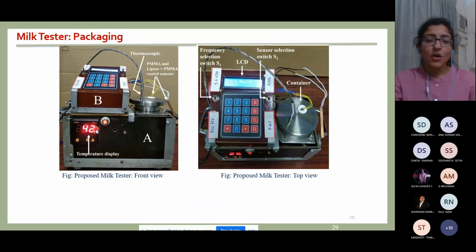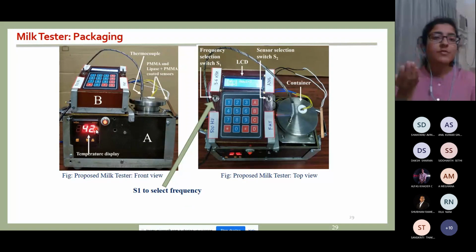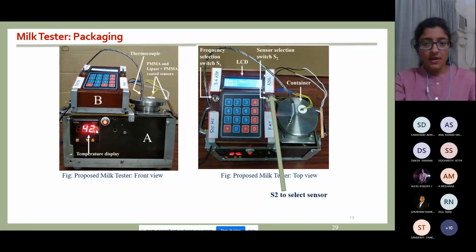And this is the top view of this instrument. We have one switch. Now you see that we are not keeping that switch inside the PCB board, because we need to operate that switch, so we have to design it that way. It should be on the top for selecting the frequency, because low fat and high fat have different frequencies. Another switch is for selecting the sensor. So this was the first prototype we made.